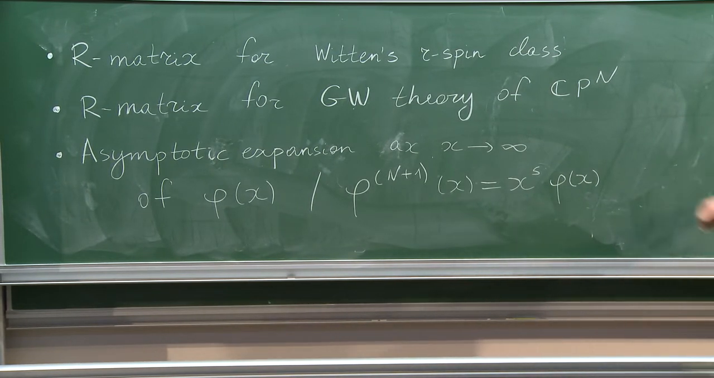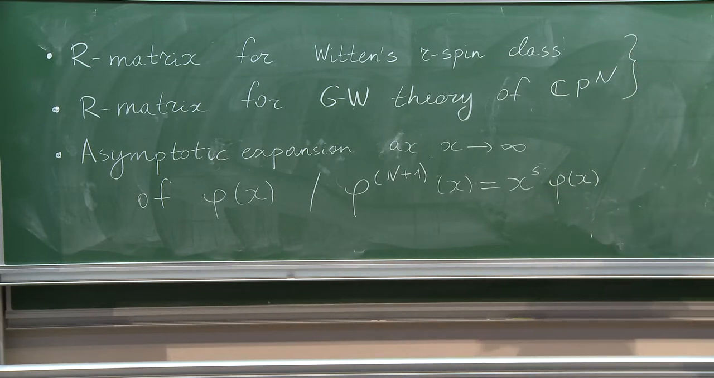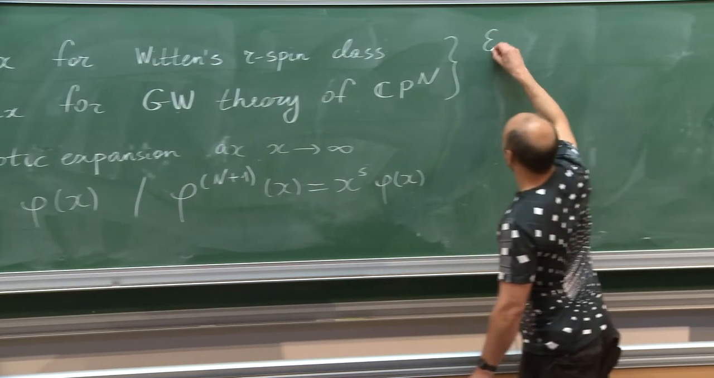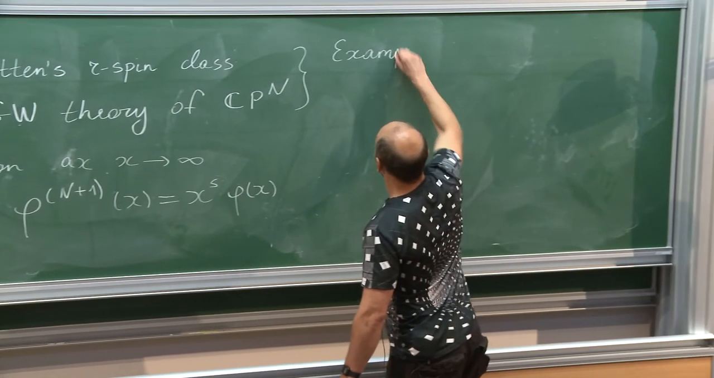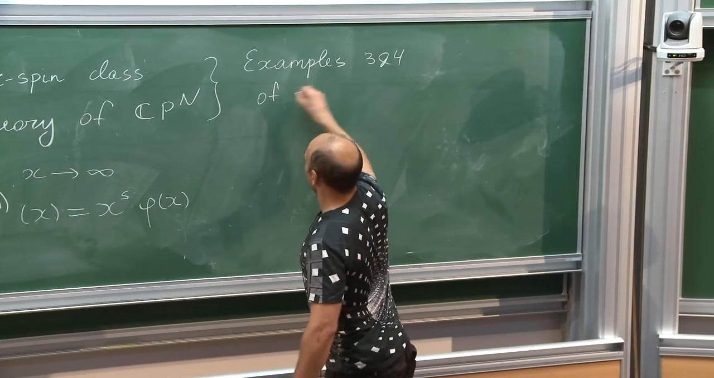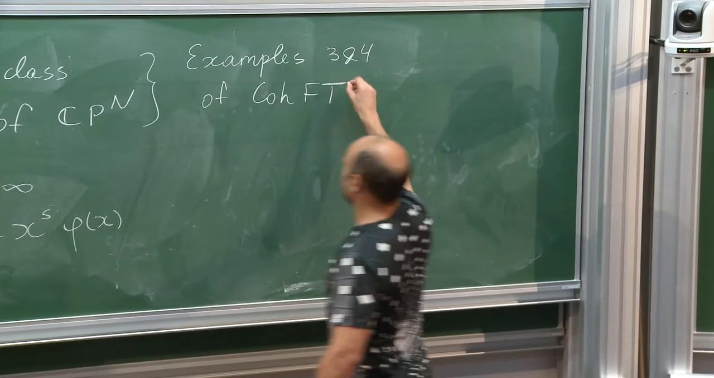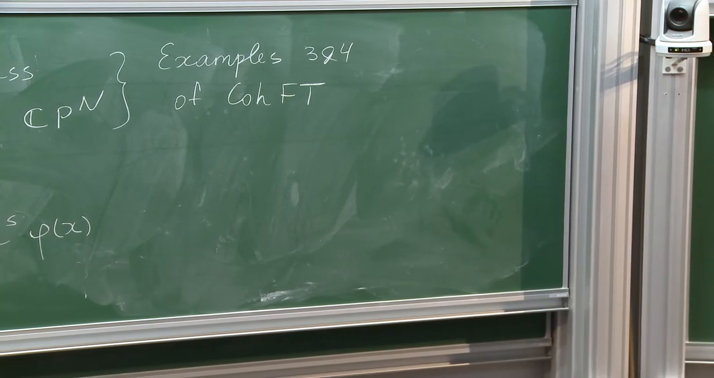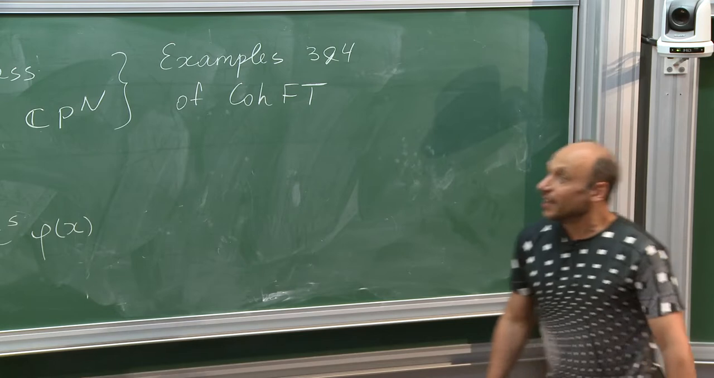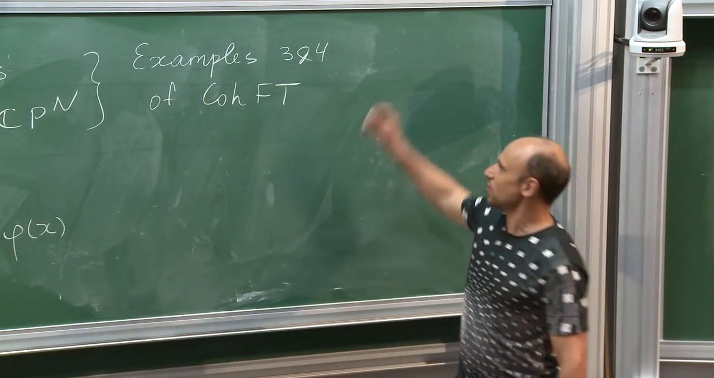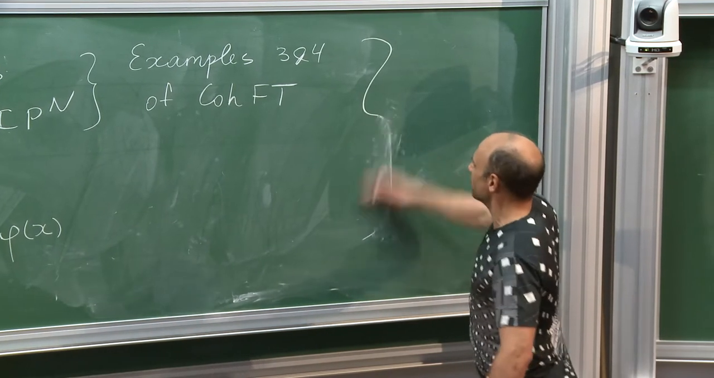And so the first two are actually the first non-trivial examples of cohomological field theories. So, let's say examples 3 and 4 of cohomological field theories. If you introduce cohomological field theories, first you give two trivial examples, and these are the next two, which are the first non-trivial examples. And the statement is that these three things, two R-matrices and this asymptotic expansion, are all the same.